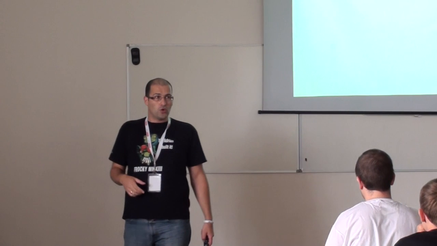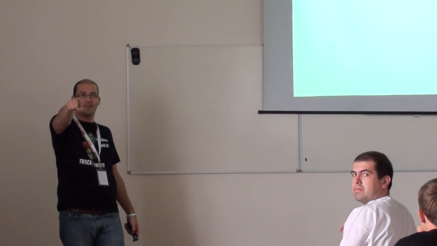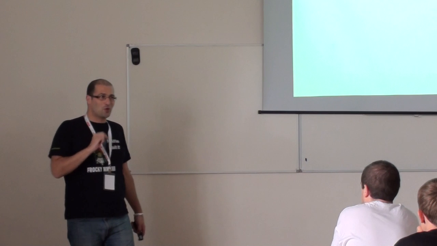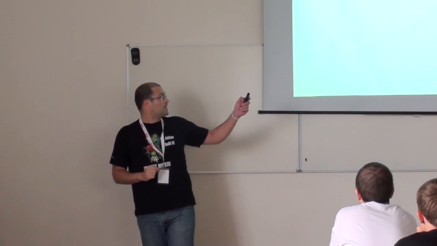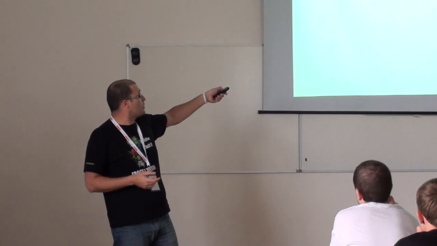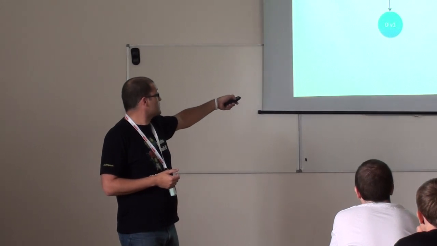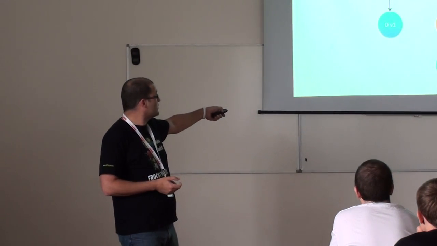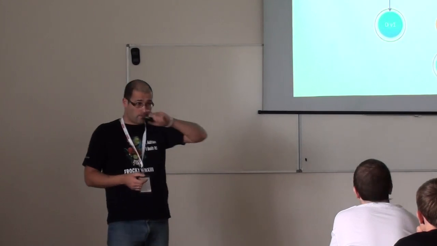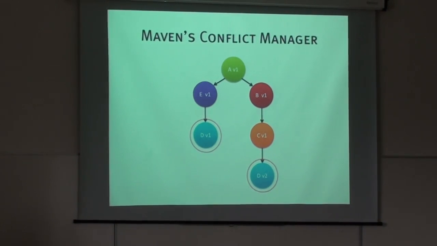So, who knows how Maven's conflict manager works? Yeah, I knew that one, and this is what I expected. He will be the only one. Good. So you will enjoy. All the rest will enjoy. Well, I have my package version A, and I have E package version one, D package version one, and B package version one. Some more packages, and look, I have a conflict here. Well, transitive dependencies, same package, different versions.